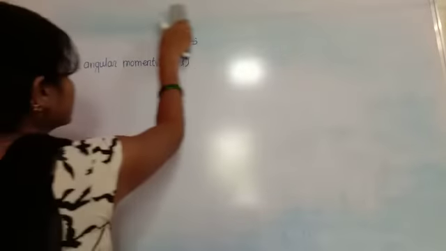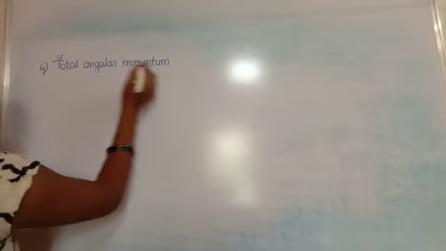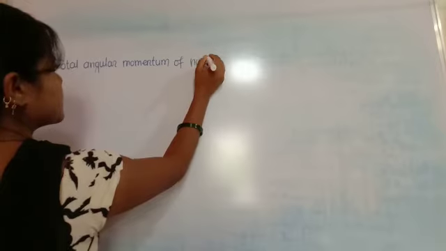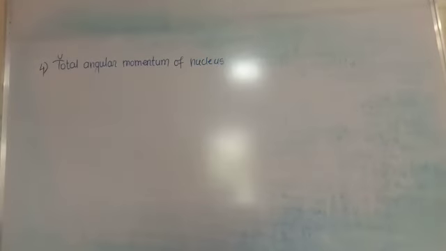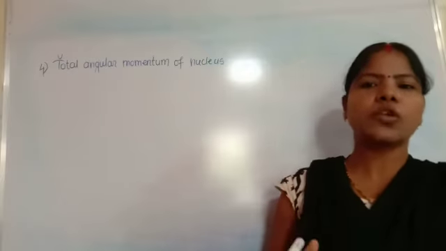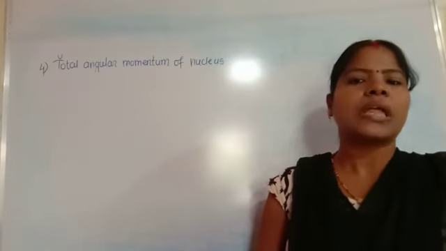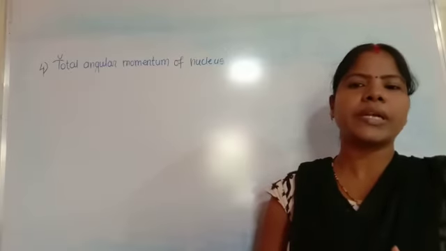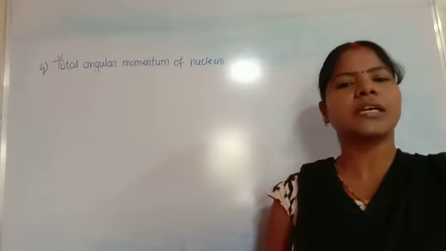Total angular momentum of nucleus. This is the fourth one, total angular momentum of nucleus. The total angular momentum of the nucleus, written as the letter I for the particular nuclear state, is the resultant of the individual total angular momenta of all the constituent nucleons in the nucleus.